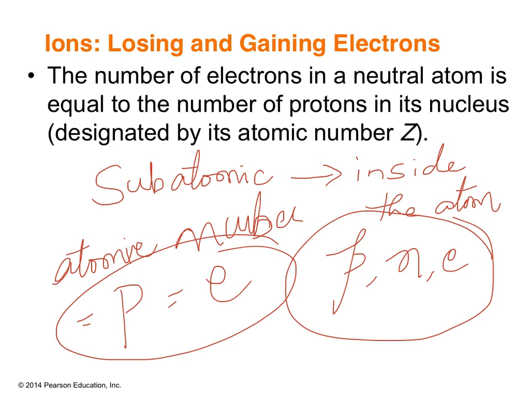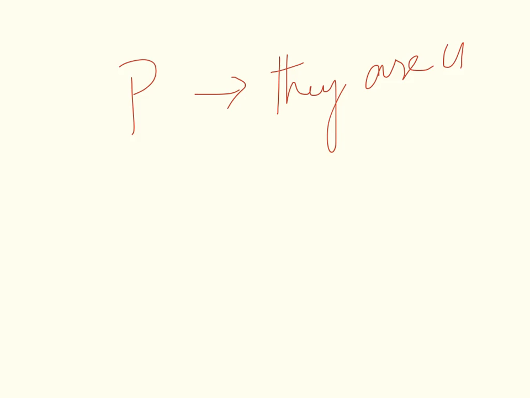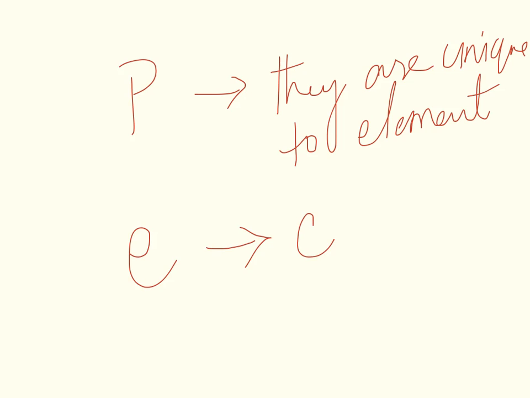But remember, protons are characteristics and they are unique to elements, right? And you cannot remove a proton or a proton and keep the element same. If you remove the protons, you have changed the element. Electrons, on the other hand, can be removed, okay, for the purpose of chemical reactions.